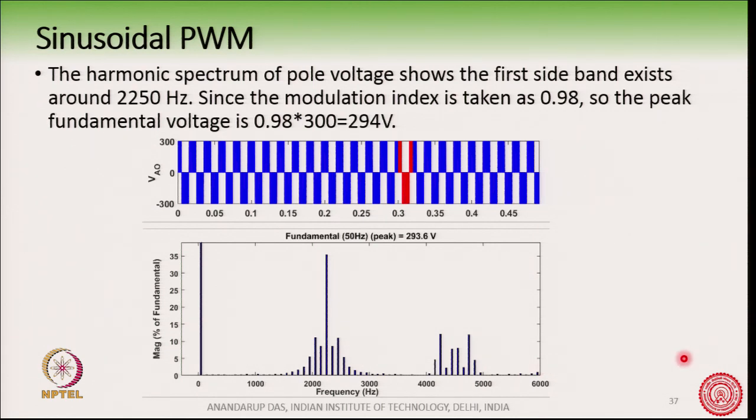So, the modulation index here was taken as 0.98. The peak fundamental voltage is 0.98 times Vd by 2, that is 294 volts. This much voltage is possible with a 600 volt DC bus, but in this case all the switches are rated for Vd by 2, that is 300 volts. Note that these harmonics exist around 2250 hertz, which we will now see in a comparison.